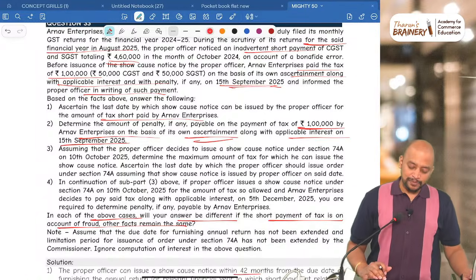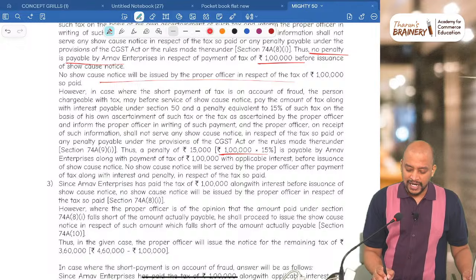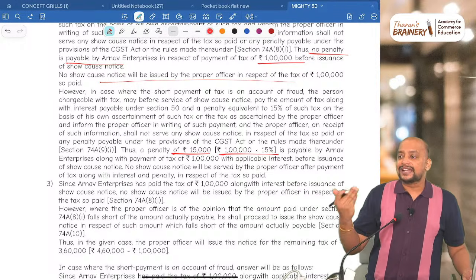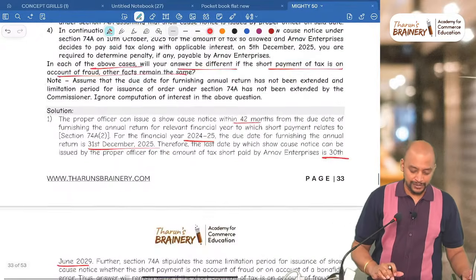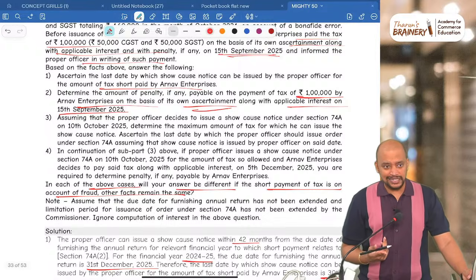15% of 1 lakh will be payable. If it is on account of fraud, 1 lakh into 15%, 15,000 will be payable along with tax and interest. Okay, that will be the penalty, so that the notice will not be issued. Then next. So this question they did not test in the September exam.